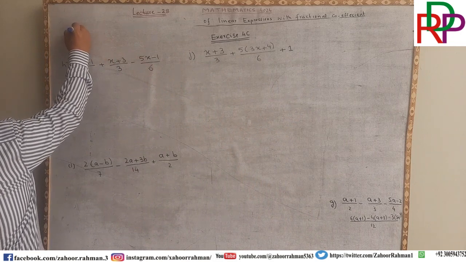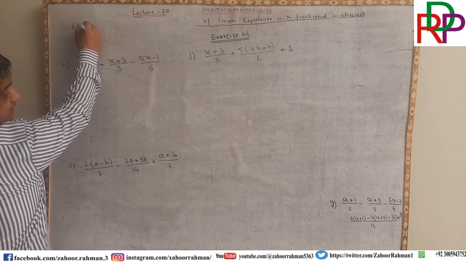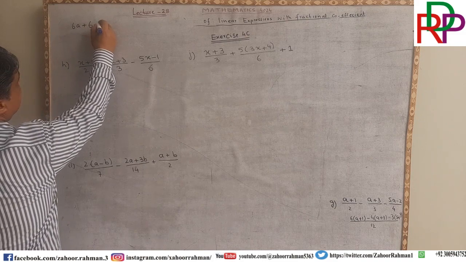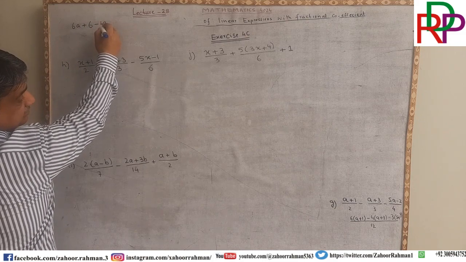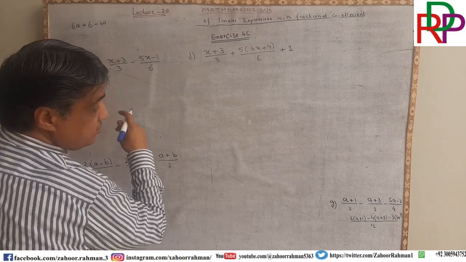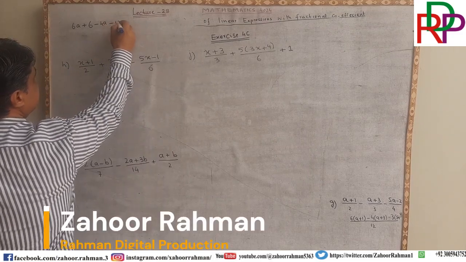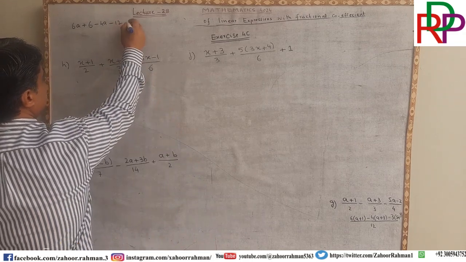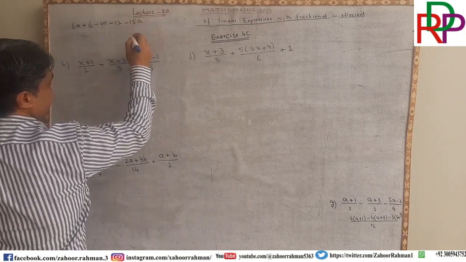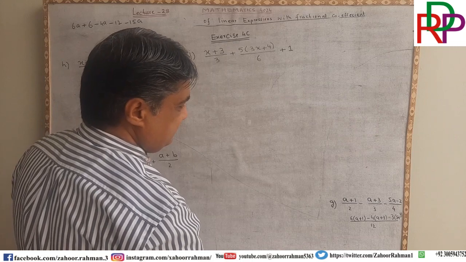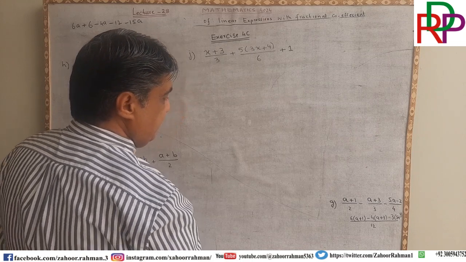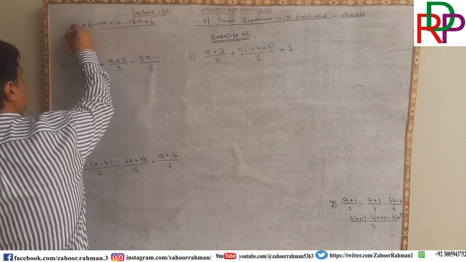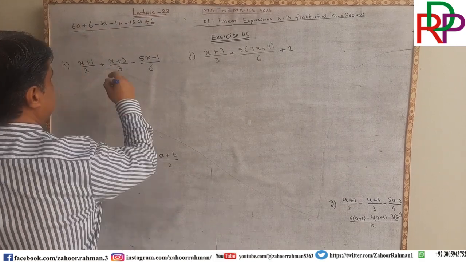So 6a plus 6 minus 4a minus 12, and then minus 15a minus 15a, and then plus 6, whole divided by 12.